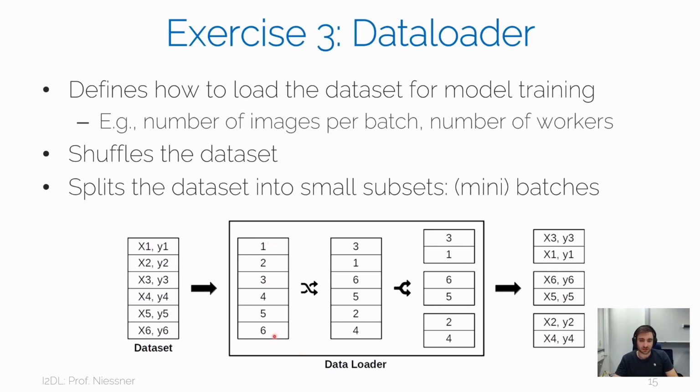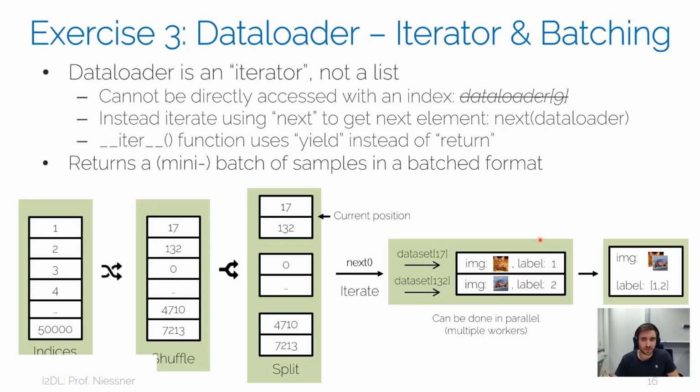For example, the data loader here has some list of indices with the same number of samples you have in the data set. In the first step, it usually shuffles these indices, and then it splits them into mini batches. When you then use the data loader to iterate over your data set, it calls the data set to actually get the actual data. We're going to see this in more detail on the next slide.